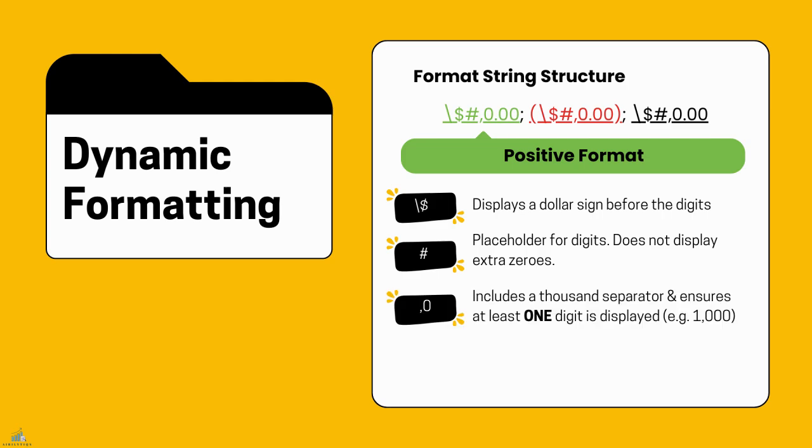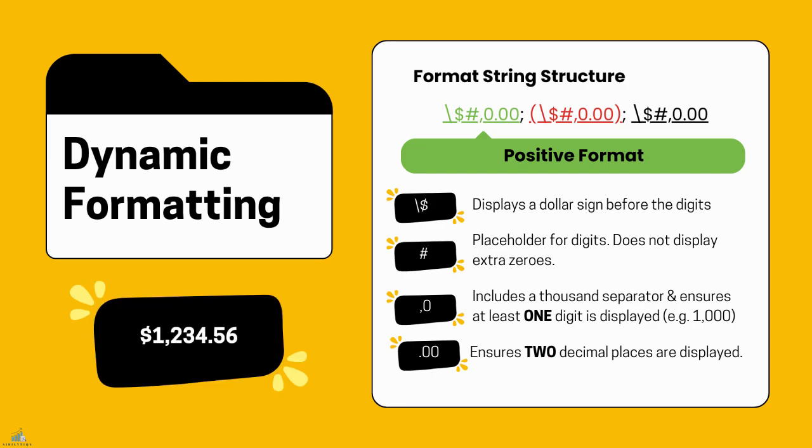The comma and the zero include a thousand separator and ensure at least one digit is displayed. The dot and the double zeros ensure two decimal places are displayed. Depending on the number of zeros you put here, that will determine the number of your decimal places. Let's say you want three decimal places, you just need to add an extra zero here. And this is how your positive value will look. Remember, this is for currency format. If you want to do a whole number or decimal number, you can just omit the dollar sign in front.